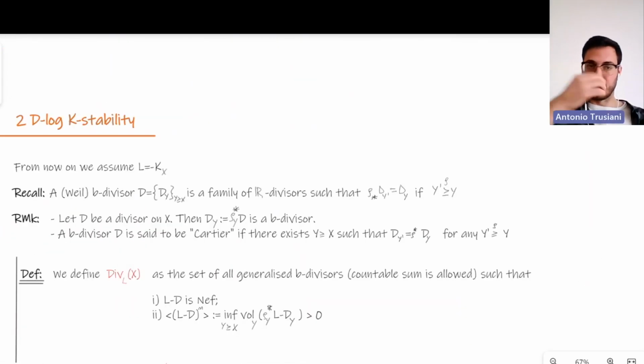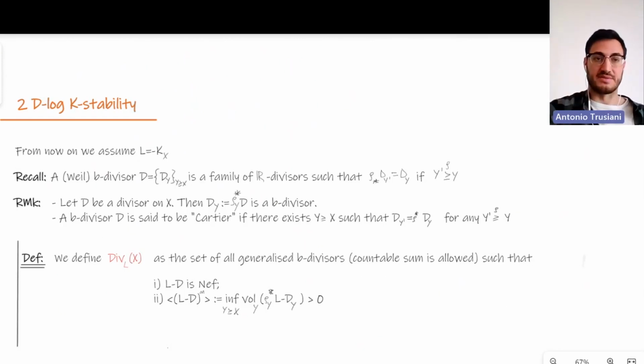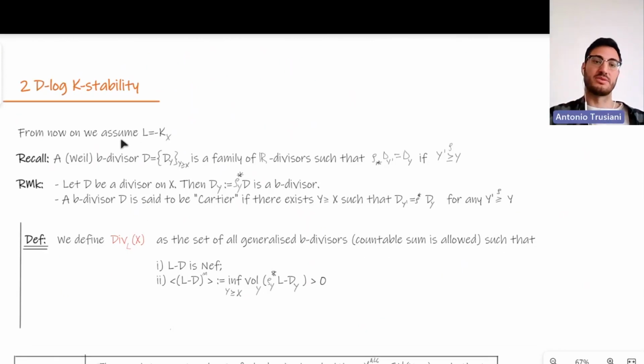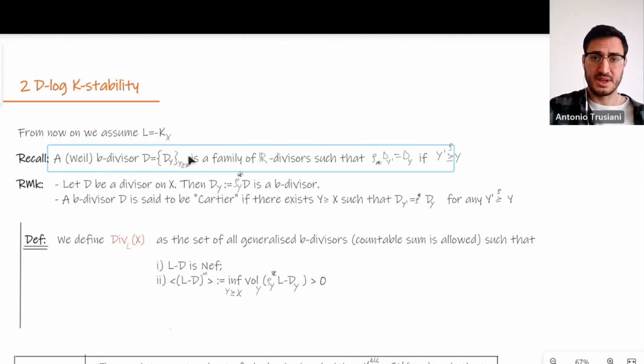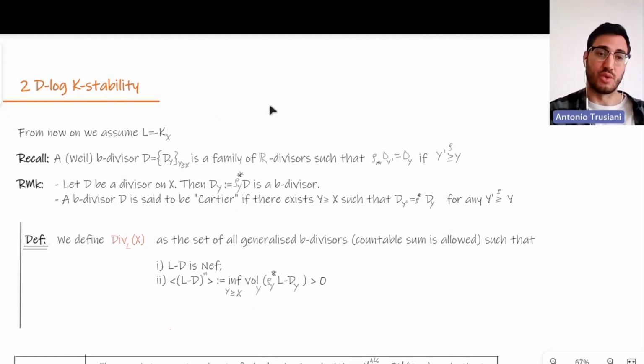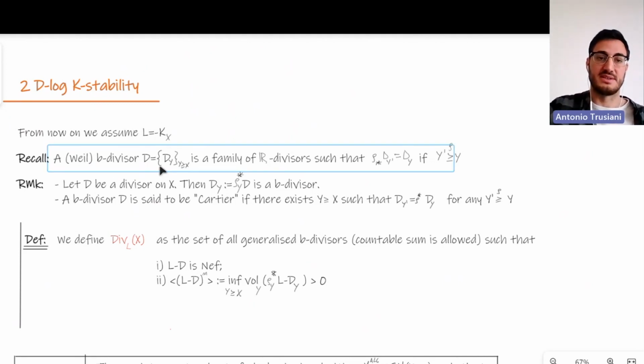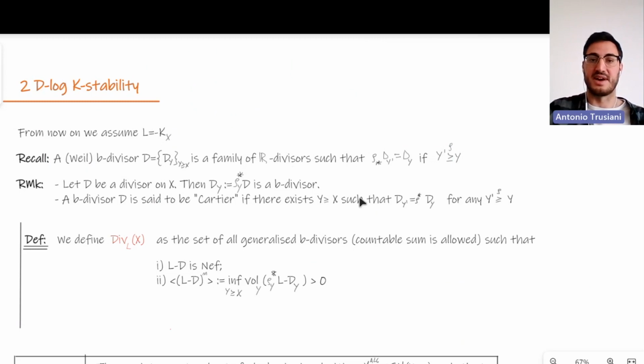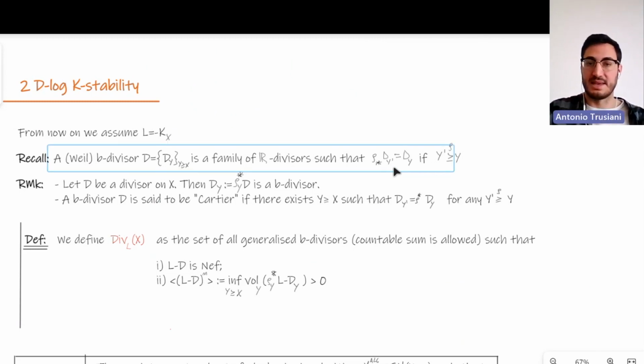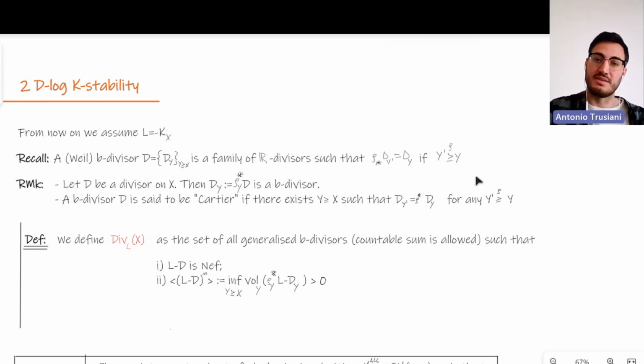So let's go to the main part of the talk. From now on, we assume that L is minus K_X to lighten the notation. We recall that a Weil b-divisor can be read in the Riemann-Zariski space, but for simplicity now, let me just say that it's a family of R-divisors such that the push forward of D_Y' is equal to D_Y if Y' dominates Y.